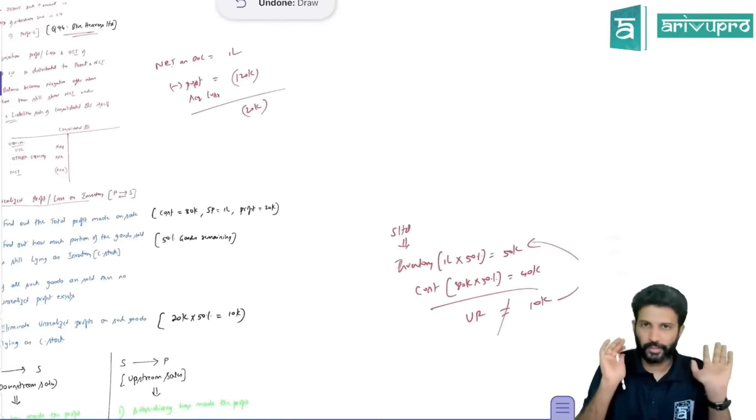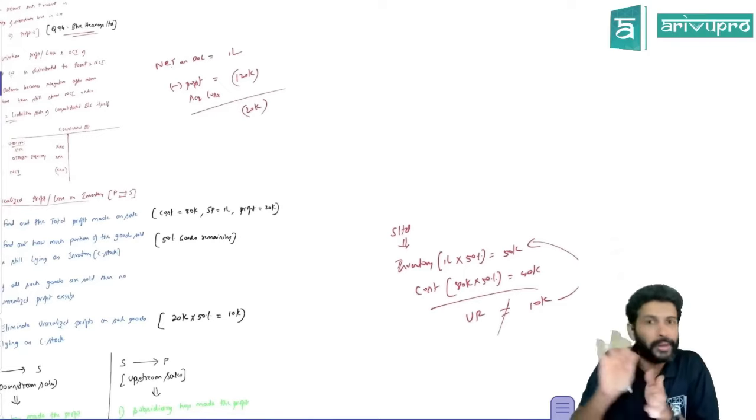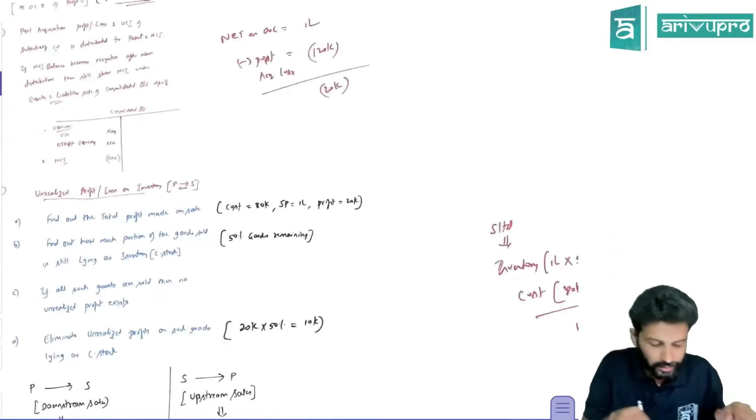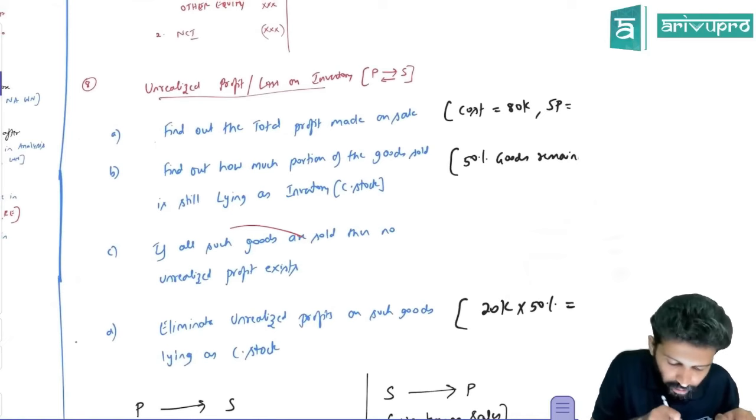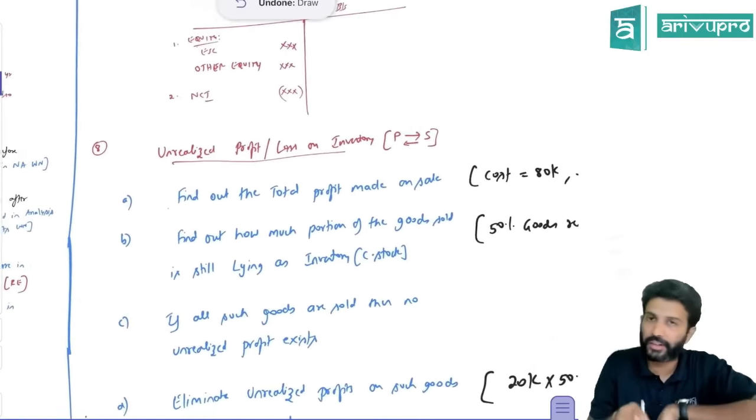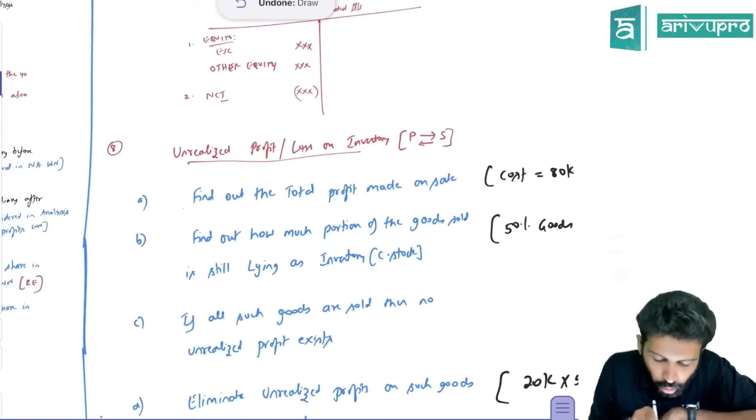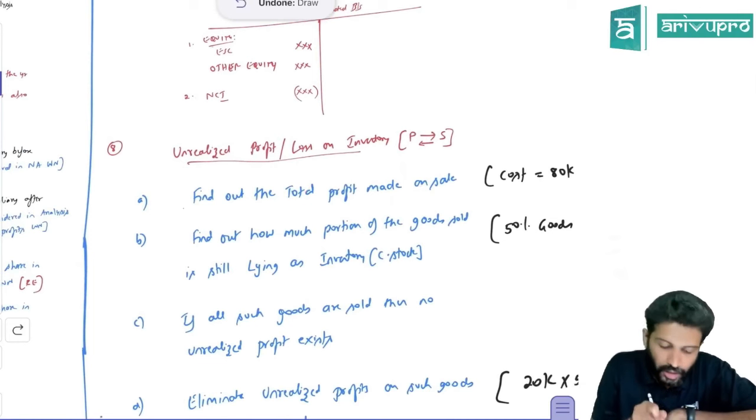Okay. That's all. Basically, I'm saying unrealized profit should be eliminated not on the total goods sold. Unrealized profit should be eliminated only on the goods remaining as inventory. That's what I've written here. Now check the points. Find out the total profit made in this transaction. Find out how much portion of the goods is still lying as inventory.